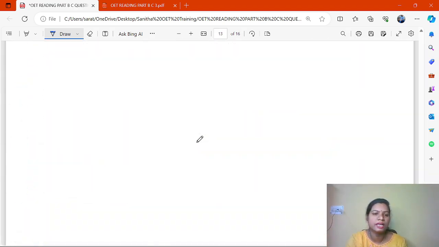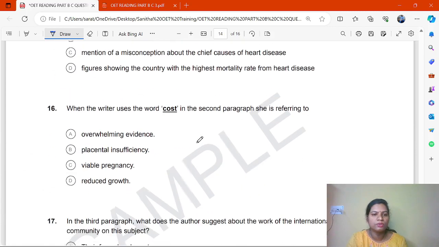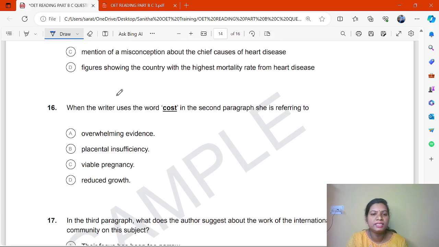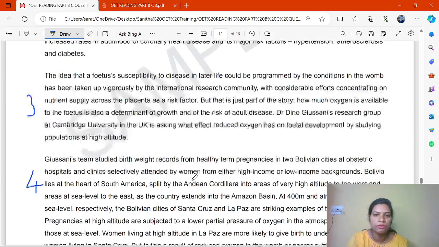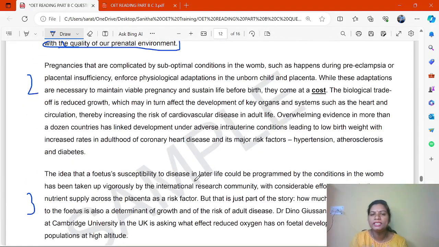We are going to come to the second question. When the writer uses the word cost in the second paragraph, she is referring to what? Overwhelming evidence, placental insufficiency, viable pregnancy, reduced growth. We are going to read the second paragraph. In OET reading part C, questions are in sequence. First question we will get in the first paragraph, and second question you will get in the second paragraph.